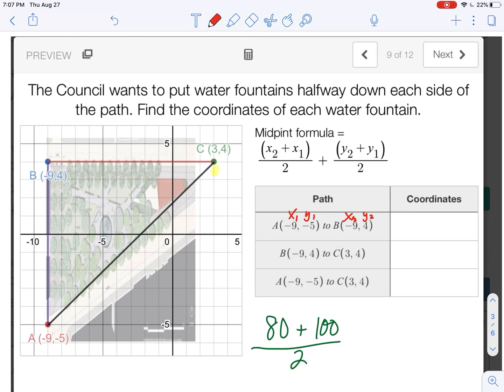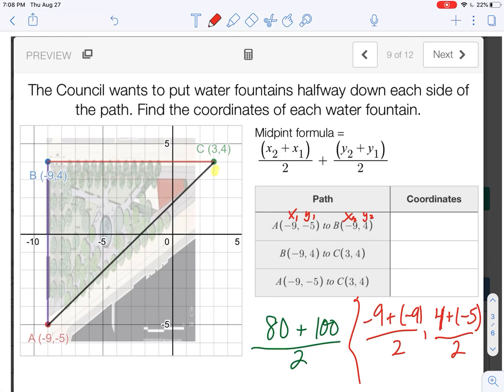So I will add my first problem. I'm going to take -9 plus a -9 over 2, and then my y coordinate will be 4 plus a -5 over 2. So this is -9 plus -9 and 4 plus -5.